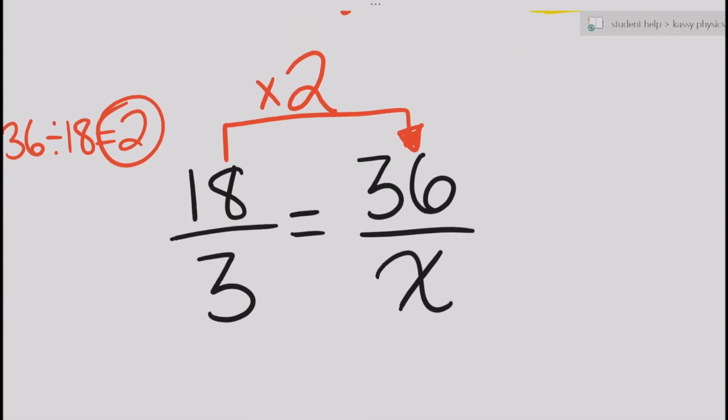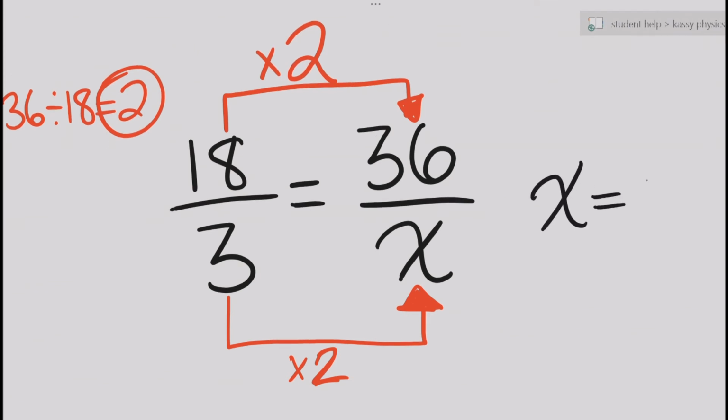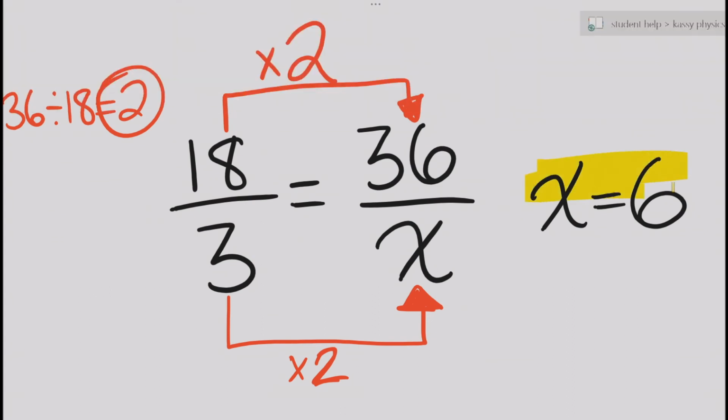Okay, well, if I multiplied the top by 2, then to be an equivalent fraction, I must have also multiplied the bottom by 2. And 3 times 2 is 6, so we can say x equals 6, just like that. And that would be our answer.